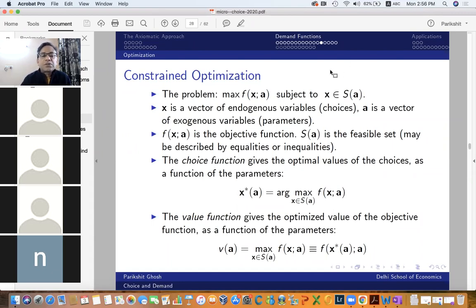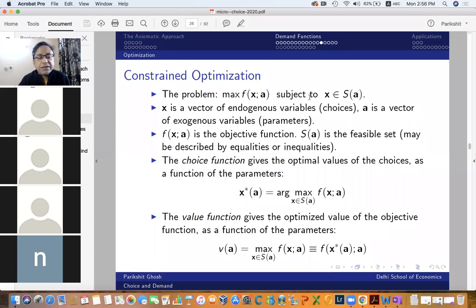Okay, so let's focus on a constraint optimization problem of a general kind, right? Abstract, not any particular economic problem. So we're trying to maximize some function f. It's a function of a vector of choice variables, endogenous variables, which is the x vector, and a vector of parameters, that's the a vector. Each of these are vectors, they're in bold. These parameters or exogenous variables are given from outside, so we are not allowed to choose them.